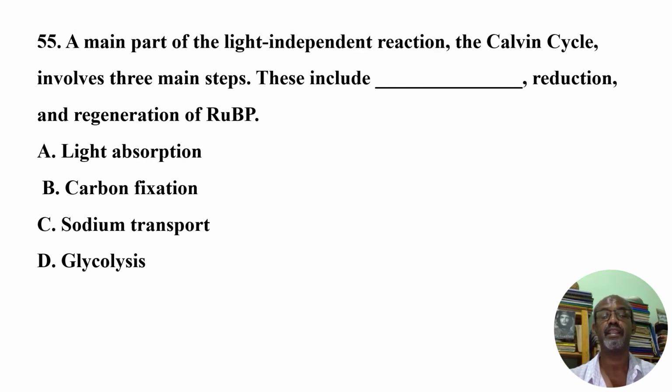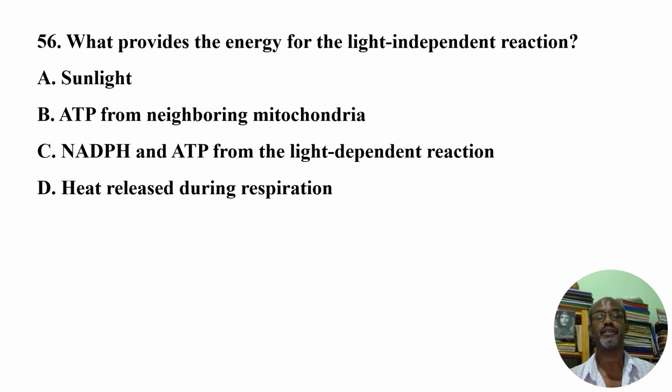Now, question number 55. A main part of the light-independent reaction, the Calvin cycle, involves 3 main steps. These include blank, reduction, and regeneration. What is the answer? Of course, the first is carbon fixation, reduction, and regeneration of RuBP. What provides the energy for the light-independent reaction? A. Sunlight. B. ATP from neighboring mitochondria. C. NADPH and ATP from the light reaction. Of course, these are the raw materials for the dark reaction to continue.